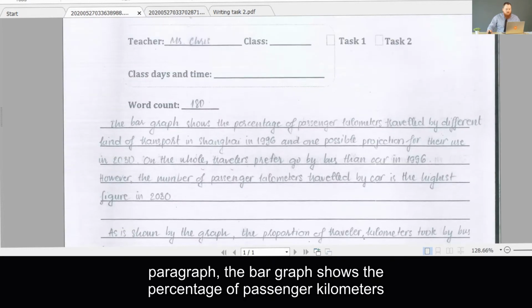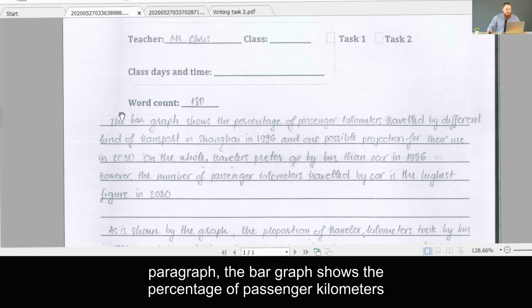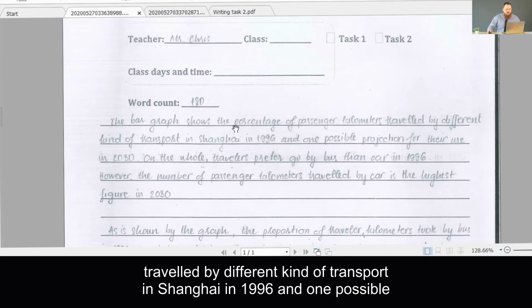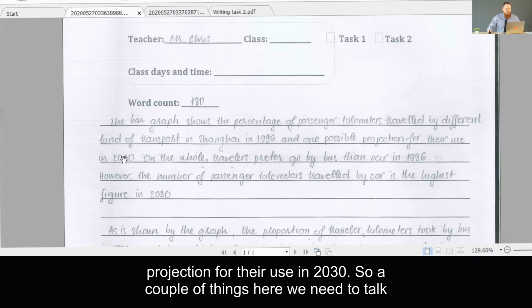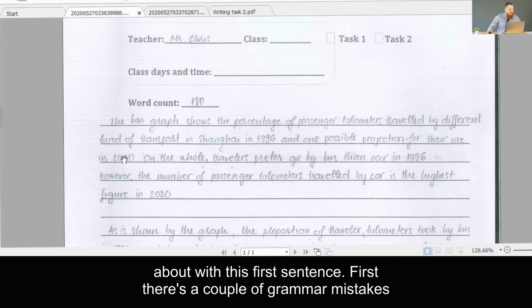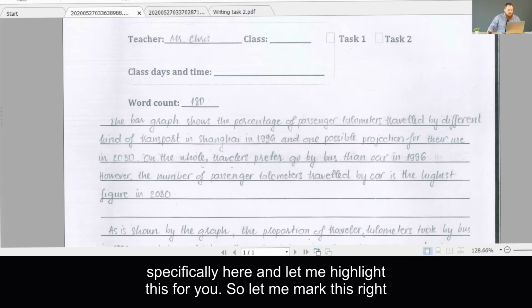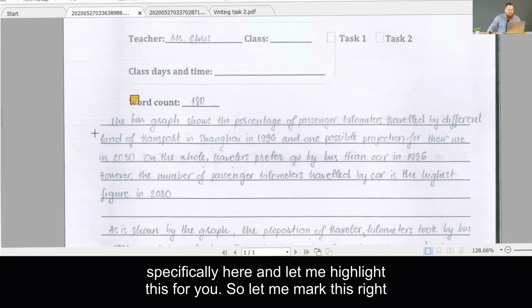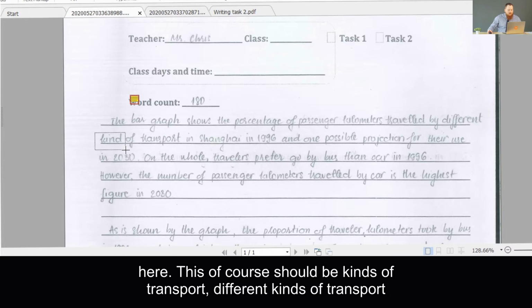So their opening paragraph: the bar graph shows the percentage of passenger kilometers traveled by different kind of transport in Shanghai in 1996 and one possible projection for their use in 2030. So a couple of things here we need to talk about with this first sentence. First, there's a couple of grammar mistakes, specifically here. Let me highlight this for you. So let me mark this right here.